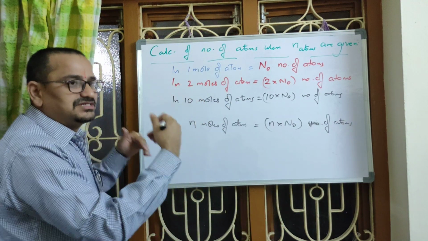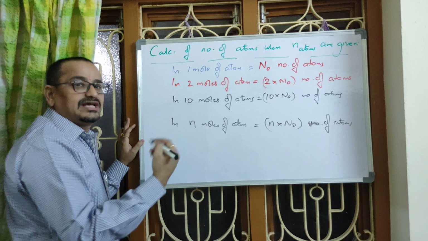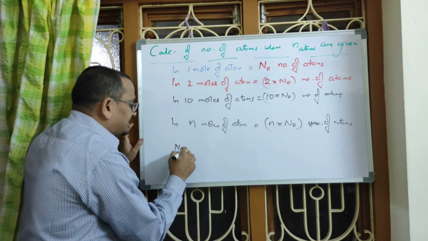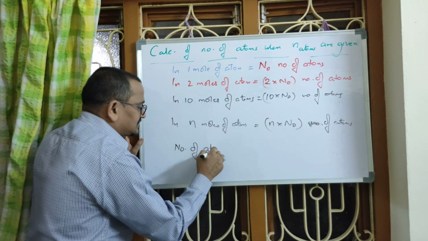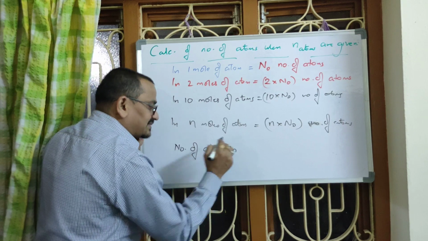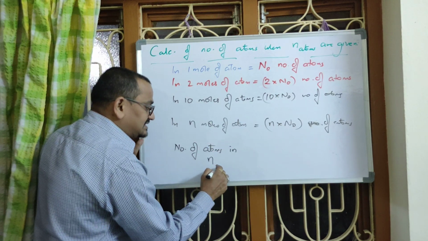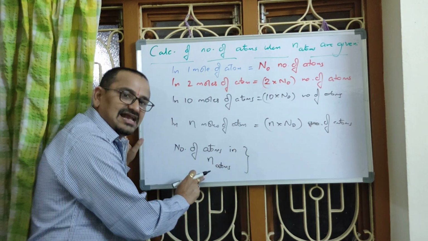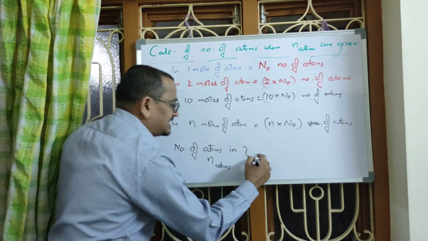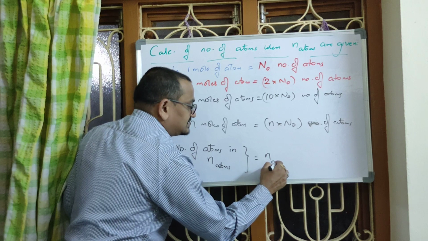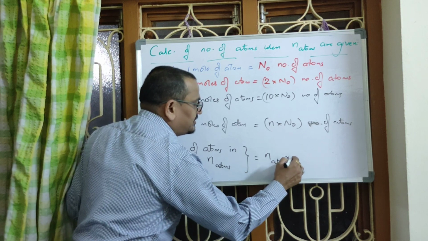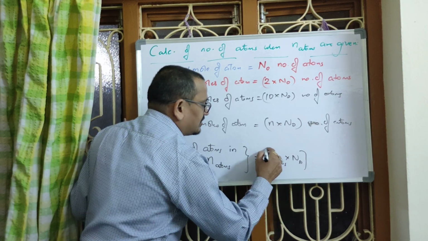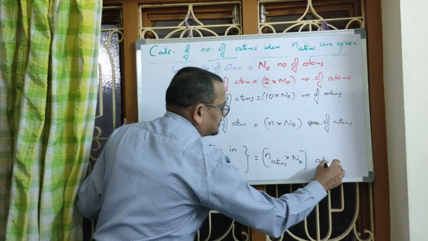So like this we have to generate. Now what's the formula that we can memorize? Slowly you learn. Number of atoms present in n moles of atoms is equal to number of moles of atoms into Avogadro number of atoms.